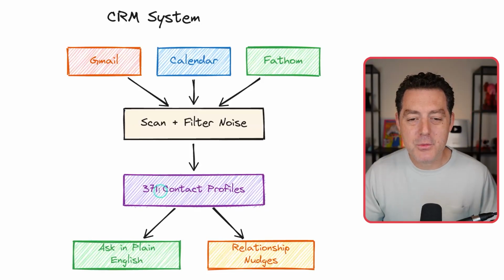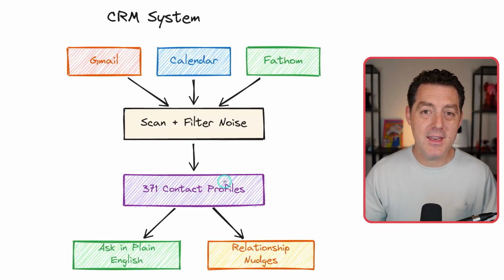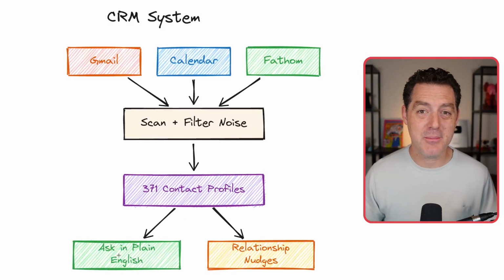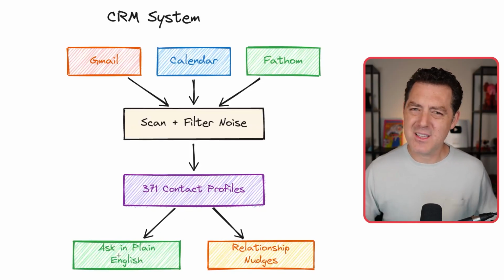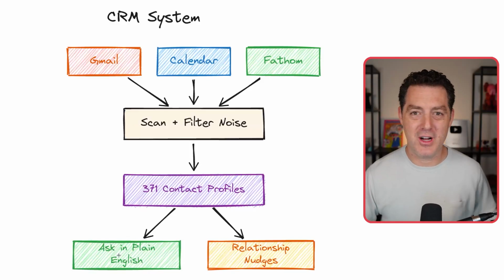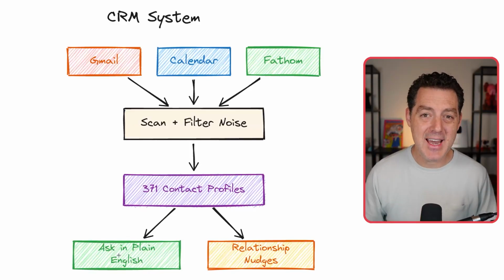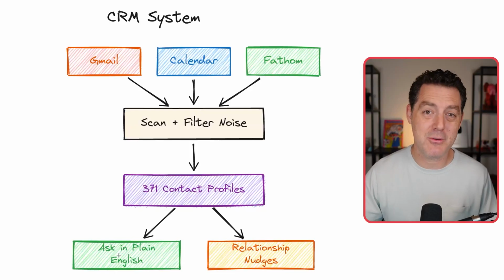I currently have 371 contacts in my CRM, and I can do things like ask any question about them in plain English, like, what is the last thing I talked about with John? Or who did I last talk to at company X? I can ask it anything and it will know all of it because it stores it locally in my database. And it's also using a vector column so I can do natural language search against it.